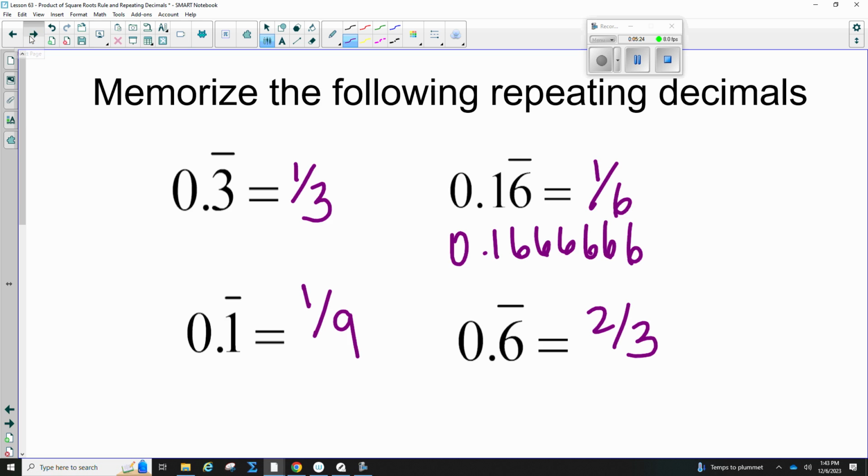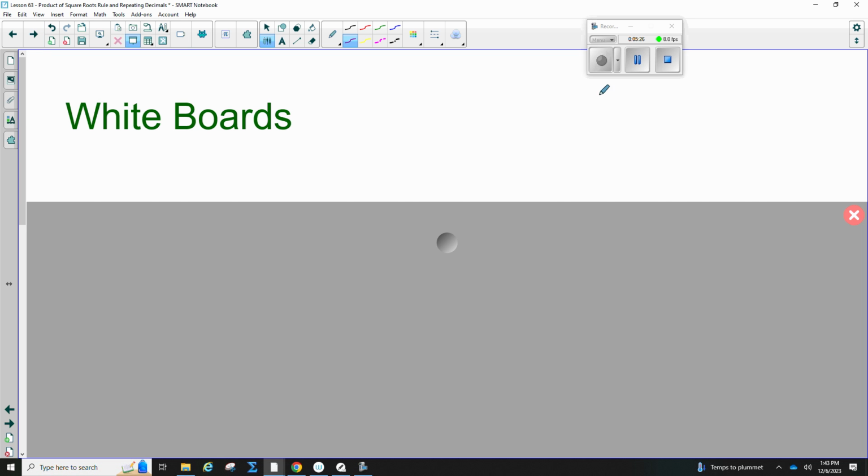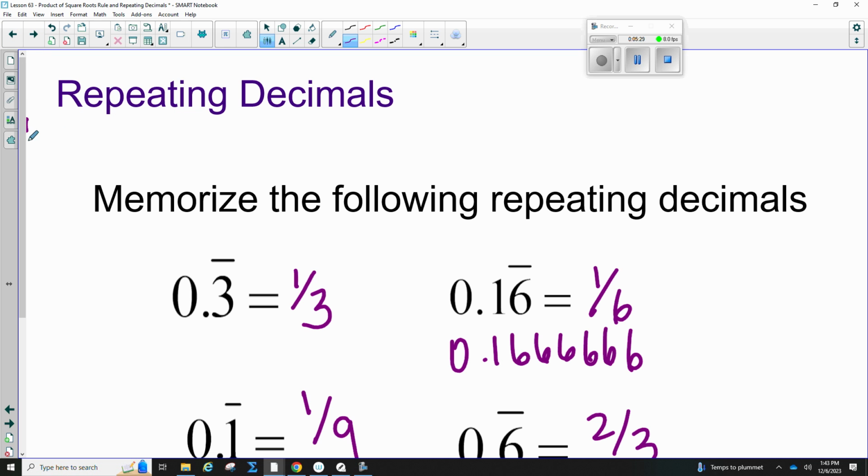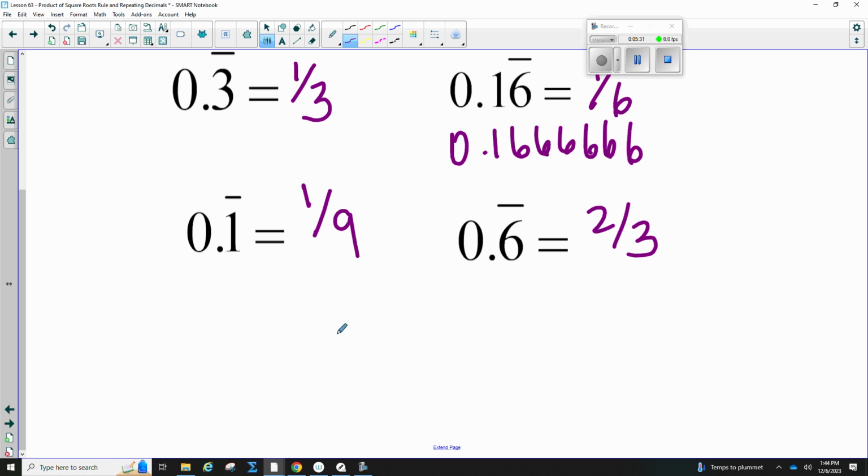Let's try some whiteboards. Yes, Cruz. What is what? 0.9 repeating. I don't know. I'd have to think about that. I'm not sure.